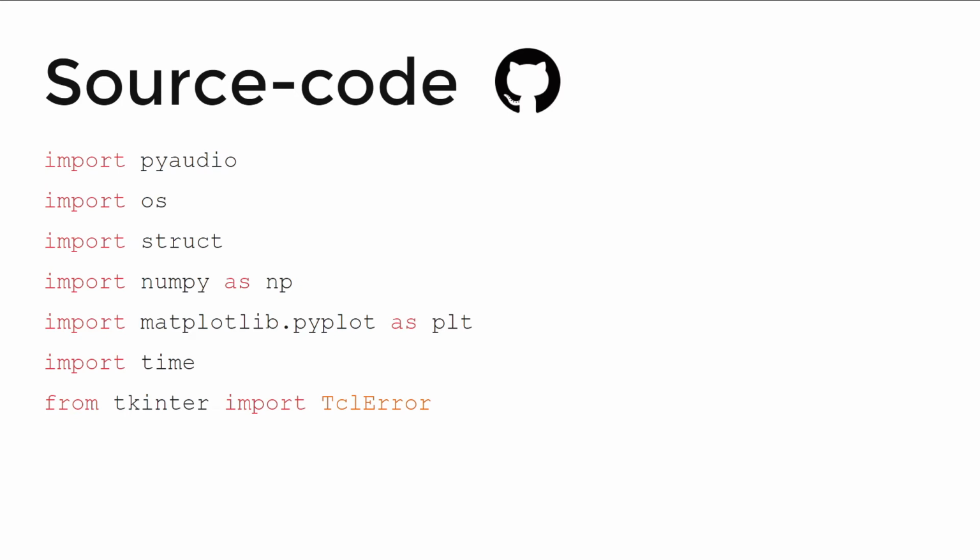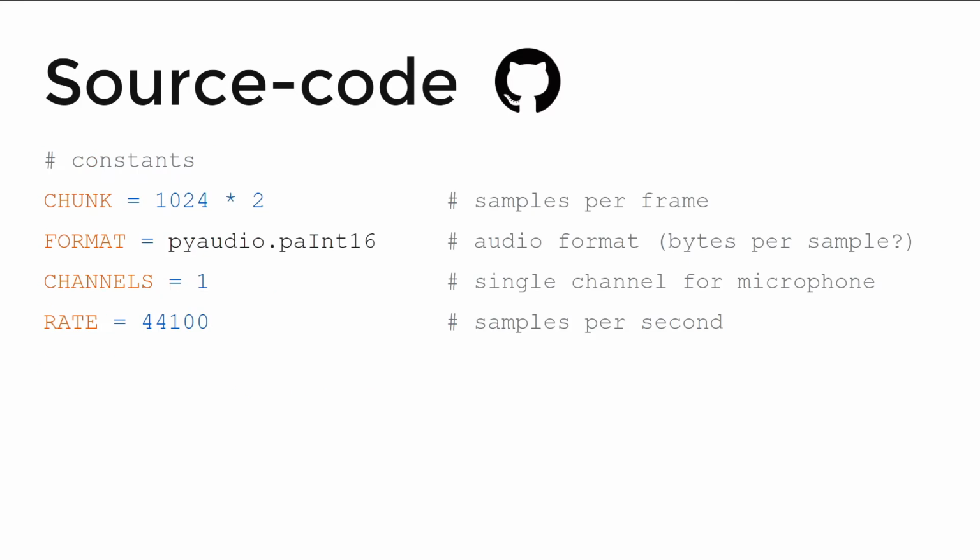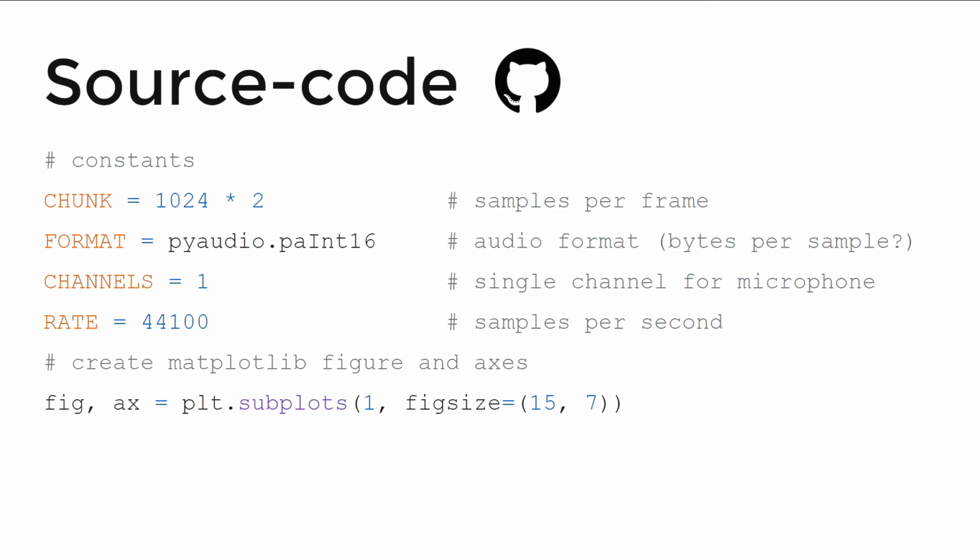Source code. First, we'll import so many libraries: PyAudio, OS, struct, NumPy, matplotlib, time, and finally our GUI tool, tkinter. So first, we will deal with constants: chunk, format, channels, rate, as we have previously worked on the voice recorder tool. And next, we are working with matplotlib to figure. We are giving 15 to 7.